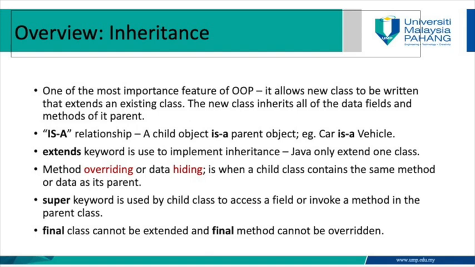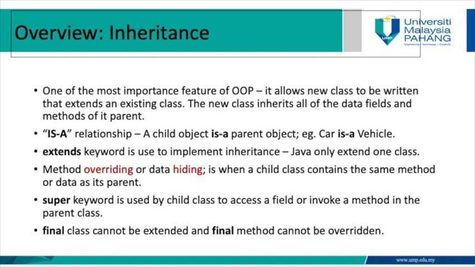Inheritance is one of the most important features in OOP, like I mentioned, because it allows new classes to be written that extend an existing class. That means the existing class is the parent, and the new class is the child class. The new class inherits all of the data fields and methods of its parent. It's a relationship where a child object is a parent's object. For example, a car is a vehicle.